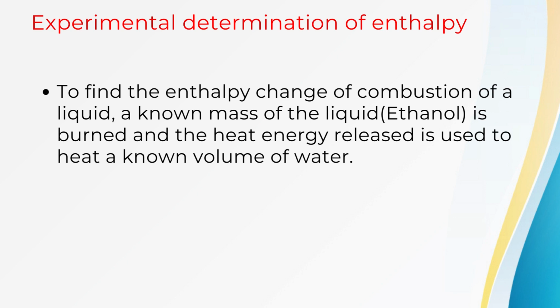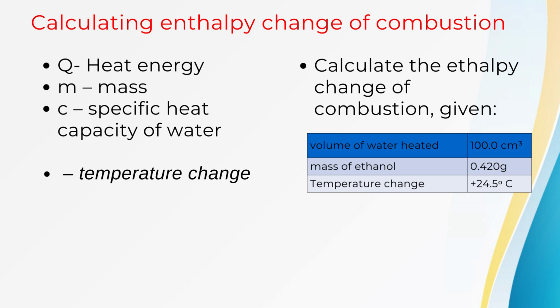Experimental determination of enthalpy change of combustion of a liquid. To find the enthalpy change of combustion of a liquid, an unknown mass of the liquid, in our case ethanol, is burnt, and the heat energy released is used to heat a known volume of water. Calculating enthalpy change of combustion, we are going to use the formula Q = mcΔT.